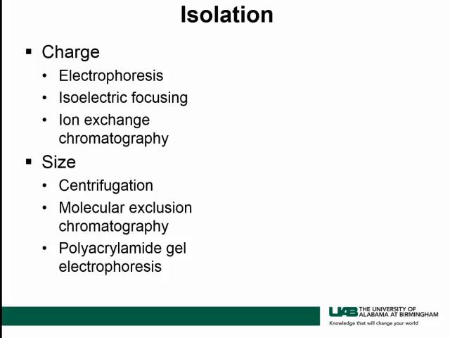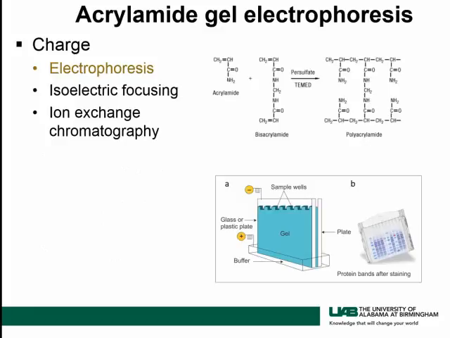The second way that you can isolate or separate proteins is by separating them based on their size. And you can do that by centrifugation, differential centrifugation. You can do that by molecular exclusion chromatography. And the final one that we're going to talk about is polyacrylamide gel electrophoresis. Let's begin with separating proteins based on their charges.